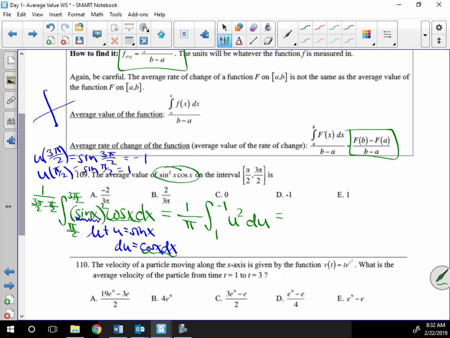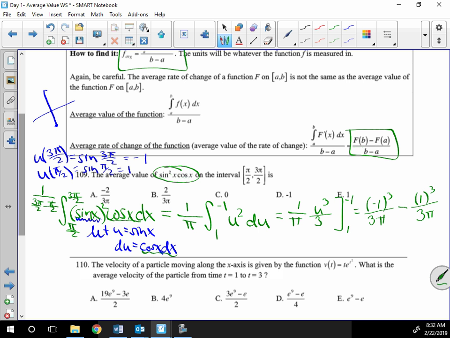So I have 1 over pi. What's my antiderivative of u squared? U cubed. Good, u cubed over 3. And I'm evaluating from 1 to negative 1. All right, so I have u cubed, so negative 1 cubed over 3 pi, minus 1 cubed.